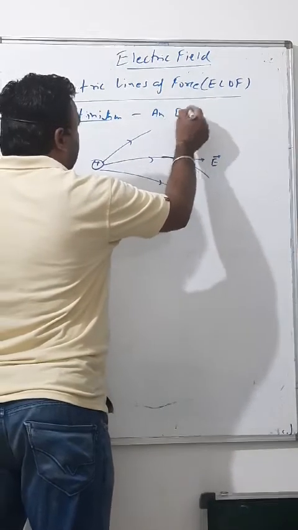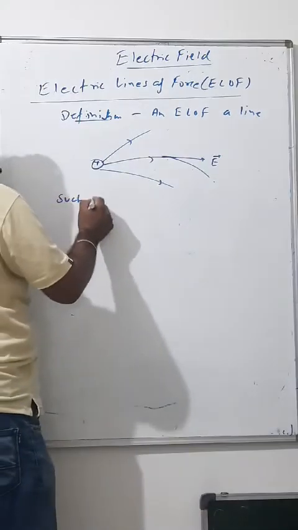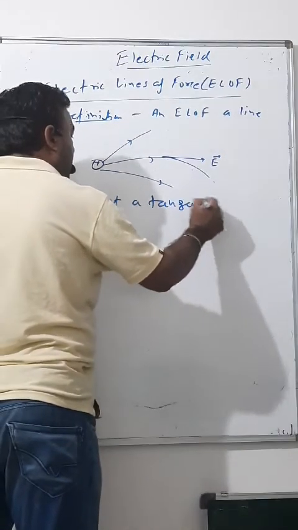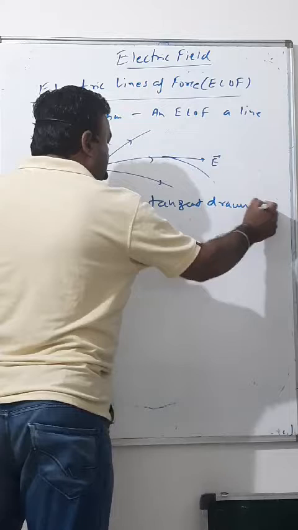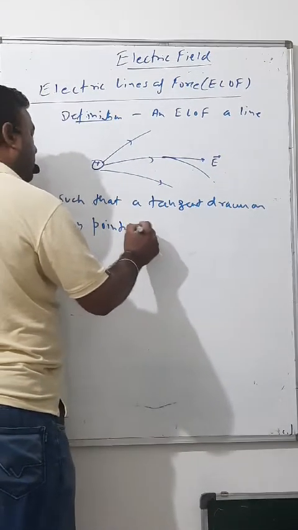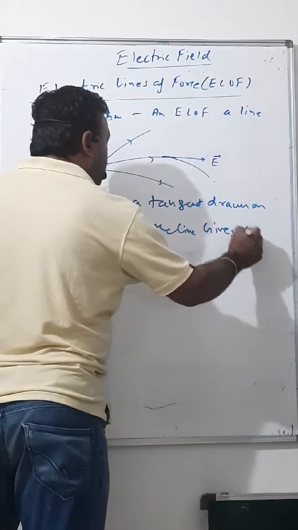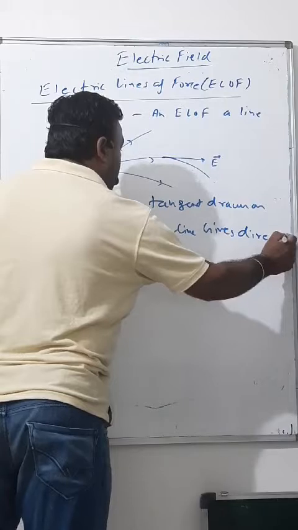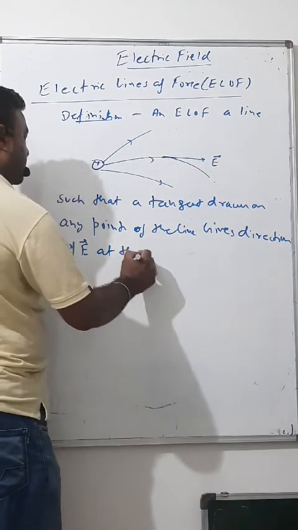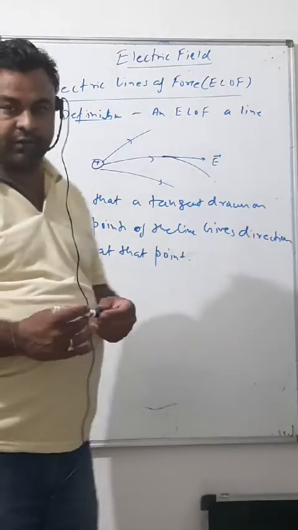An electric line of force is a line such that a tangent drawn on any point of the line gives the direction of E at that point. Now this is called a definition.